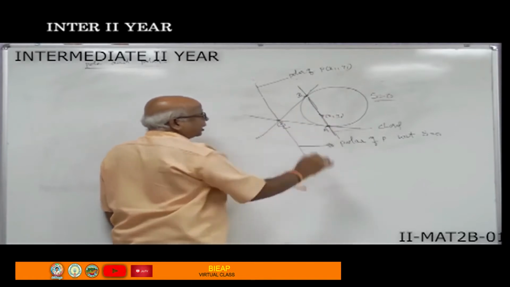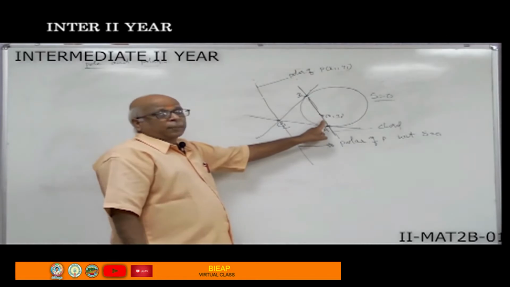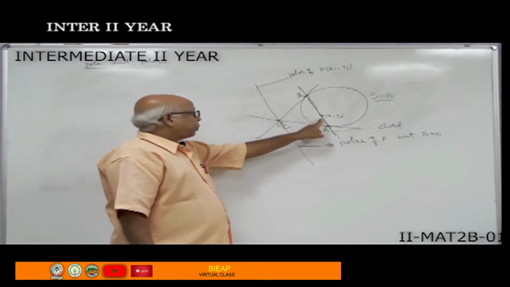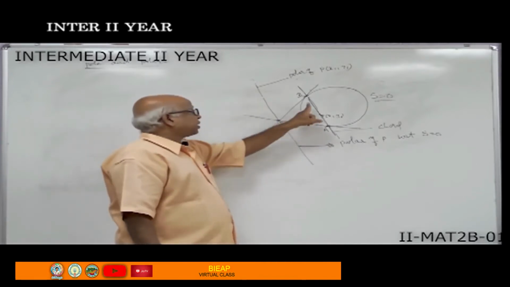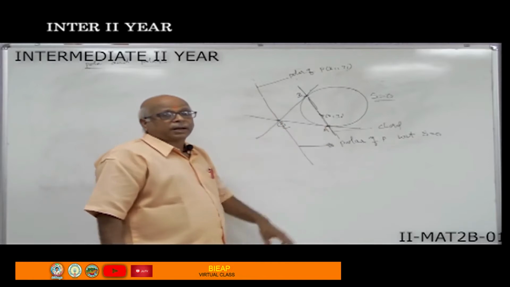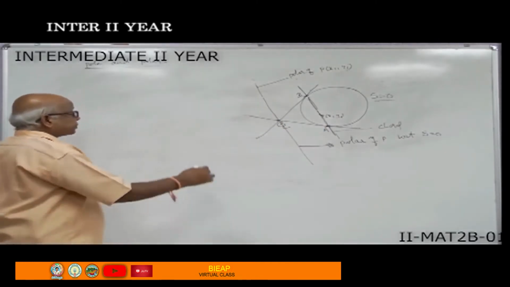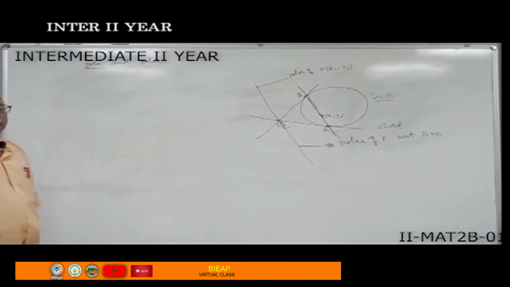And if you observe carefully, to P this line becomes the polar, and to Q this line becomes the chord of contact. Here is a minor variation. P is the given point, this is the point of intersection of tangents, and for P this line is the polar. For Q this line is the chord of contact. Keeping these two points in mind, what we have to do is derive the equation of polar.